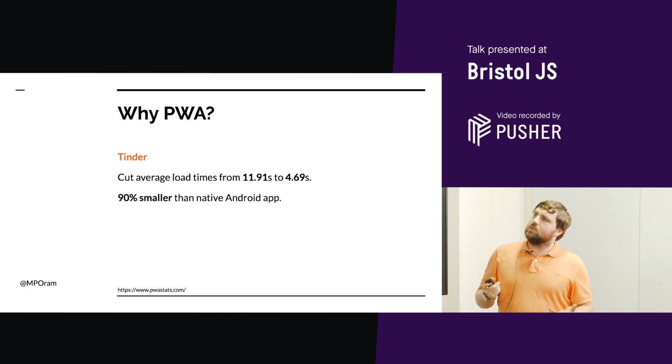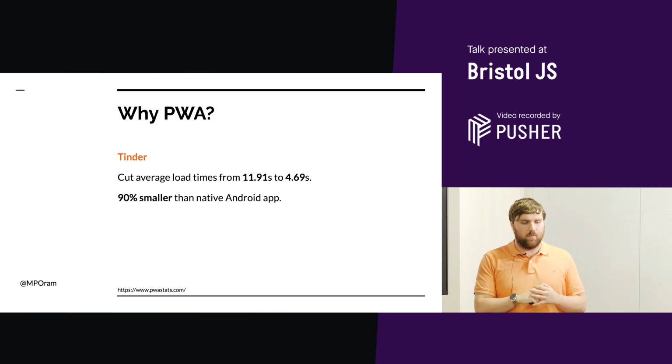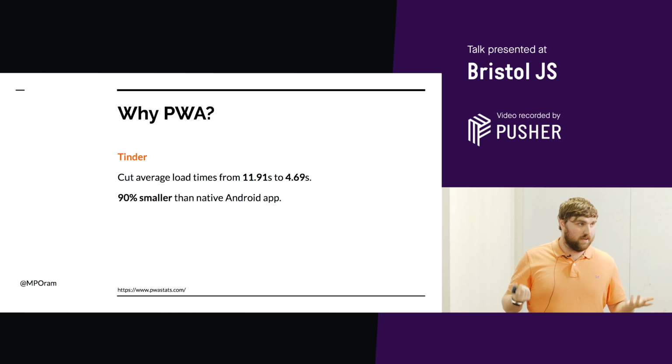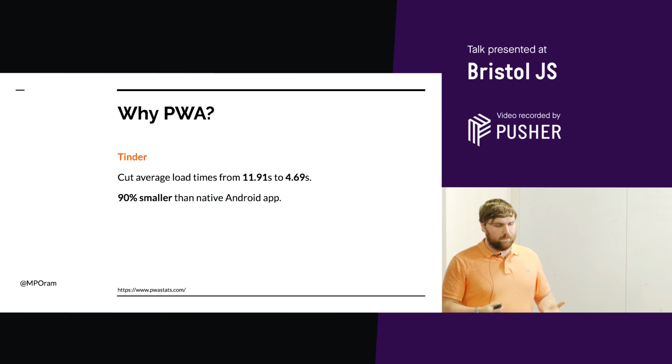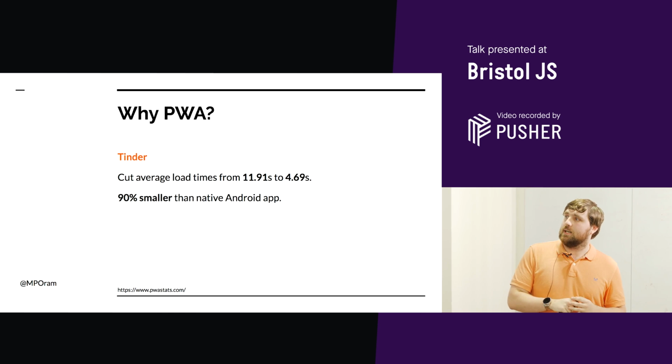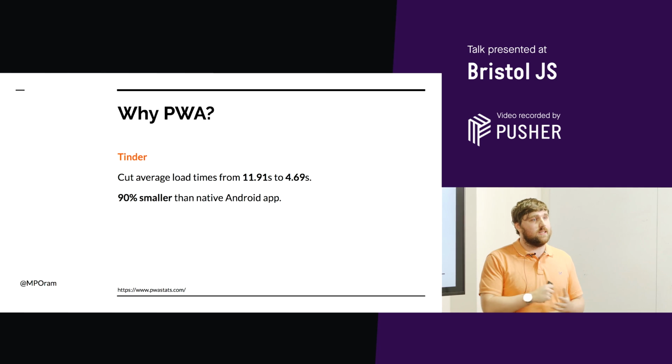Okay, so we know kind of what a PWA is, so why would we want to do this over something like React Native? So I've got a couple of case studies. First of all, it's really quick. So Tinder were one of the first kind of big companies to actually do this.